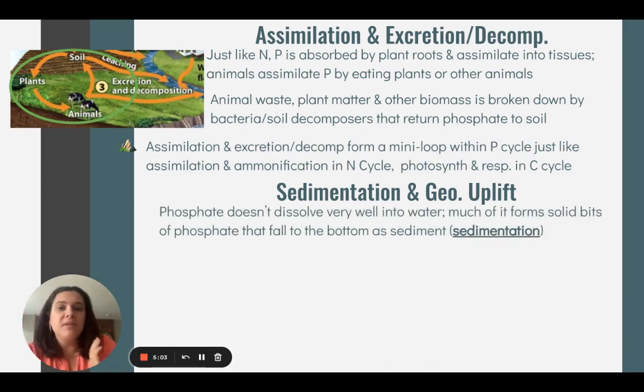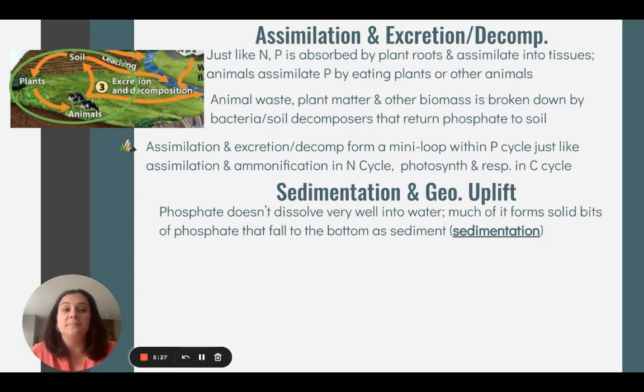The other side of this: I mentioned that phosphates often run off into water. It doesn't dissolve super well into water. So think about if I were making myself a powdered lemonade drink, right? And I add the powdered lemonade, but I put too much. Some of it doesn't dissolve in that water and may settle on the bottom, right? And I get that layer of powdered sugar at the bottom that's not dissolving.